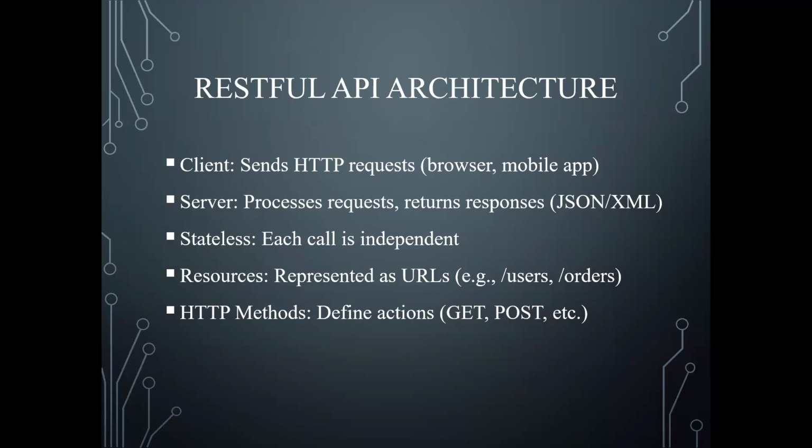Then resources are represented as URLs like users, orders, and other information. So when we make a request, the resources can be represented by these keywords. And for HTTP methods, we can make use of a list of HTTP methods to perform the actions of read, update, delete, and create a new record in our database table.